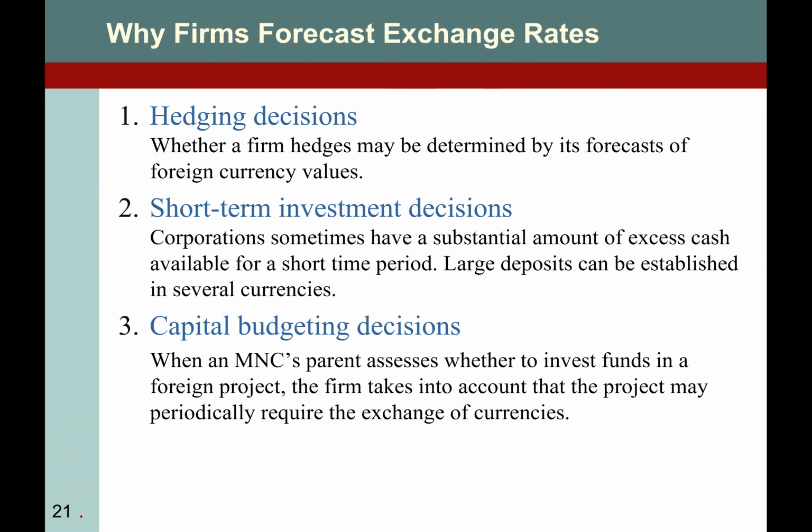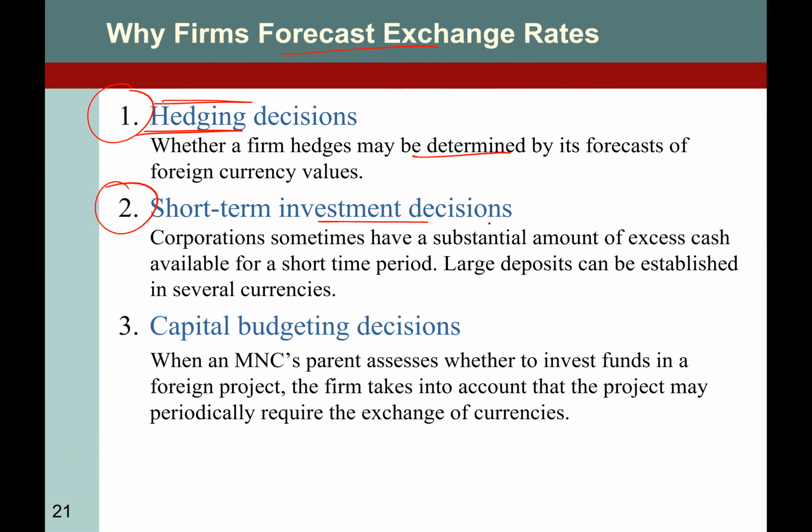So why do firms forecast? Number one, hedging decisions. Whether a firm hedges can be determined by its forecast of foreign currency value. I hope you understand what a hedge is. Hedge is to minimize your risk or to lock your risk. That's it. It doesn't mean that the risk is going to be zero. It's not arbitrage. There is risk, but you fix the risk. Whether the rate increases or decreases, you lock down on a certain amount. Whether the dollar increases or decreases, I will be giving you this much amount at that much rate. That's it. We call this hedging.